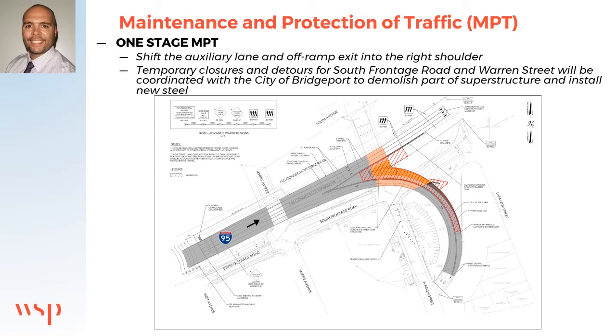Likewise, the off-ramp lane will need to be shifted slightly to the right shoulder to give the contractor enough room to demolish a portion of Bridge 3532 and construct the remainder of the widening to allow for the two lanes along the entire exit ramp. In the next slide, I'll go into further detail on the MPT scheme for the off-ramp. We do anticipate short-term 10-minute lane closures to the local streets and a detour of South Frontage Road, but those will be coordinated with the City of Bridgeport to minimize the local impacts. I will touch on detours a little later in the presentation.